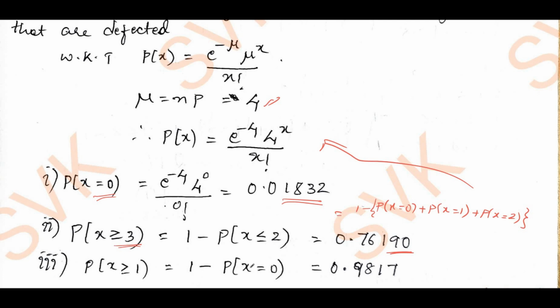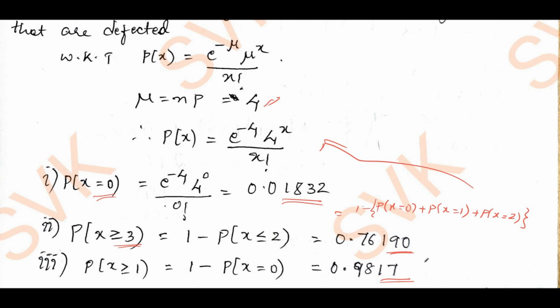Similarly, probability of x greater than or equal to 1 is given by 1 minus probability of x equal to 0. So put x equal to 0 in this expression. You are left with the value you already know, 0.01832. Subtracting from 1, we get 0.9817 as the required answer for the given problem.